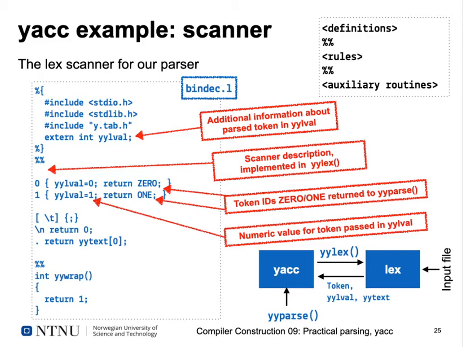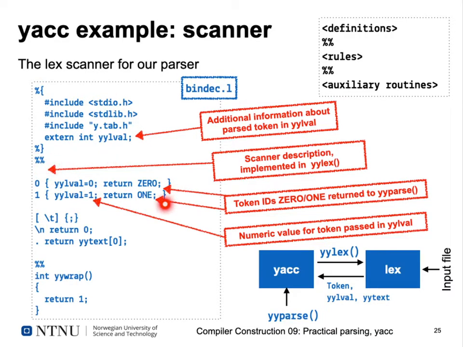So what should the lex scanner that communicates with our parser look like? This is bindec.l for our lex scanner. This again includes standard I/O and standard lib. It includes the token declarations output by the yacc parser generator in y.tab.h. And it also has an external int variable yylval, a left value variable. This contains additional information about the parsed token. And this is a global variable in our scanner, which we have to reference here. So this is again literally included C code. And this ends our first section.